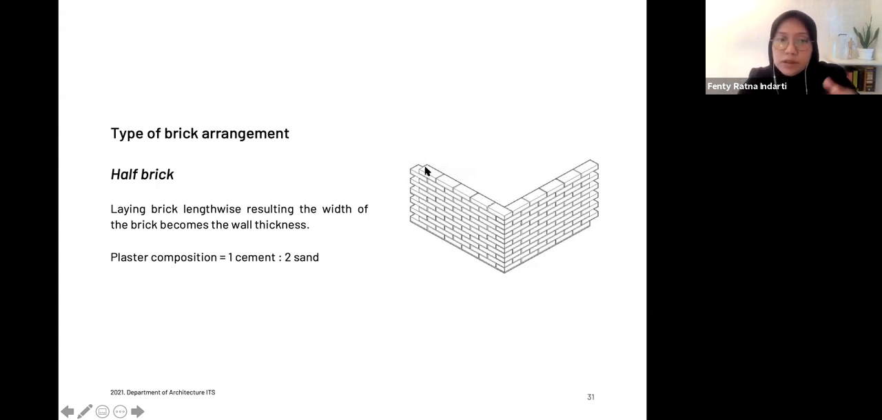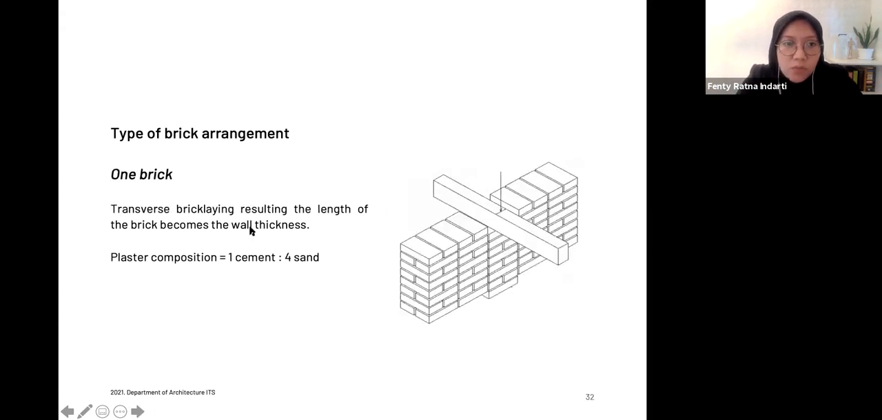That's why the thickness is around 150 until 200 millimeters. It's just based on this. So the thickness of the wall is based on this one. While the one brick, on the other hand, uses this part, the length, as the thickness of the wall, so you can see that it becomes thicker.